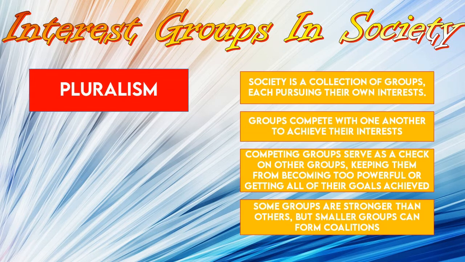So what they're saying here is that the groups are naturally going to end up competing with each other to try and get their interests pushed. When the groups compete with each other, they actually limit each other. They limit any one group from becoming super powerful. They prevent any groups from being able to get all of their goals achieved. Because if there's a group that wants some policy passed, there's probably going to be another group that wants the opposite thing here. And so when those groups compete together, it limits the power of any one group.